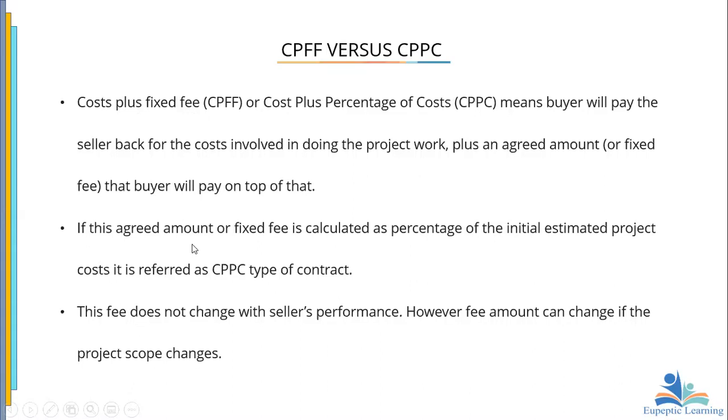Now, if this agreed amount of fixed fee is calculated as a percentage of the initial estimated project cost, then we refer to it as a cost plus percentage of cost. In other words, if the fee that we are going to give to the seller is a percentage of the initial estimated project cost, then we will call it a cost plus percentage of cost.